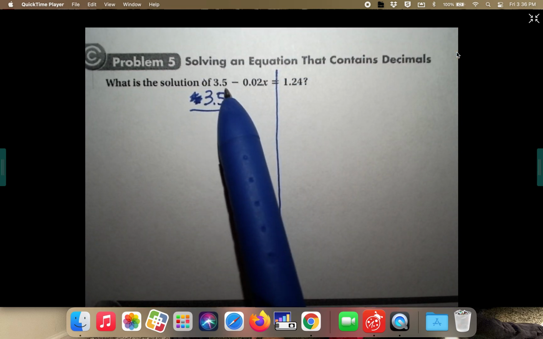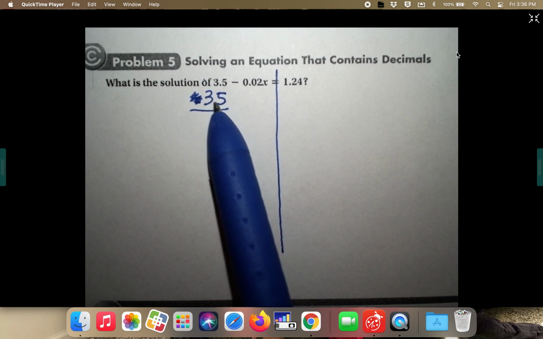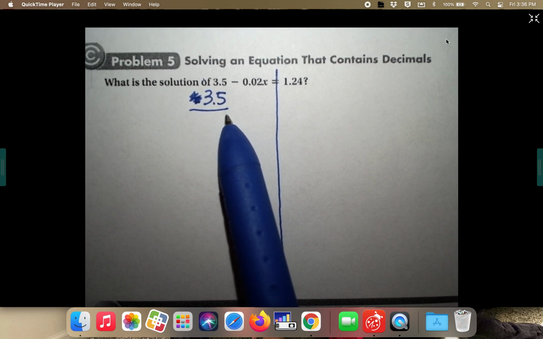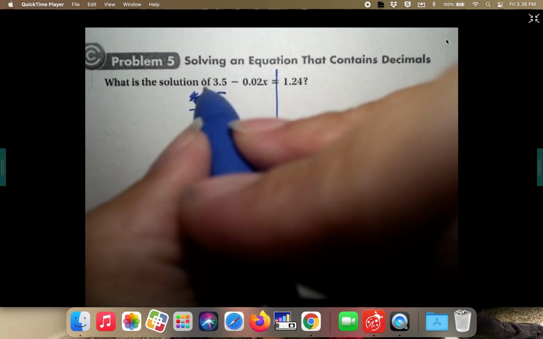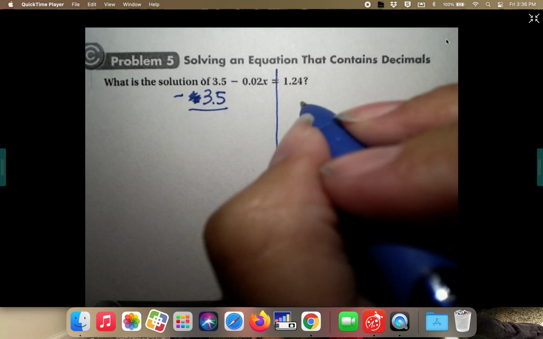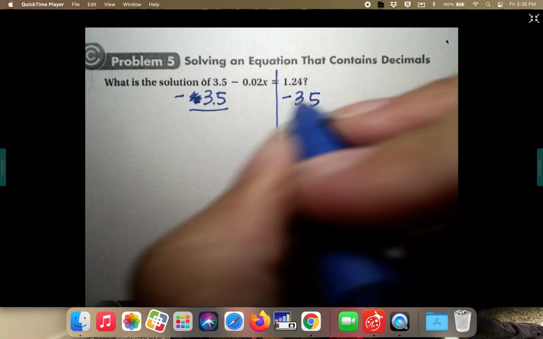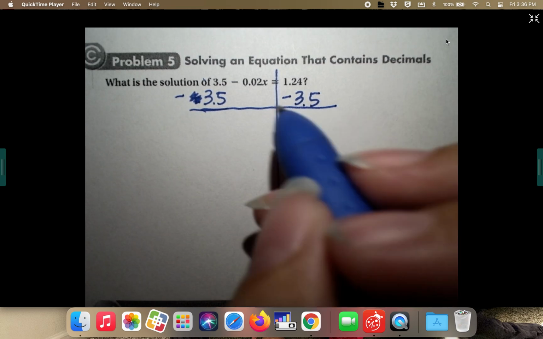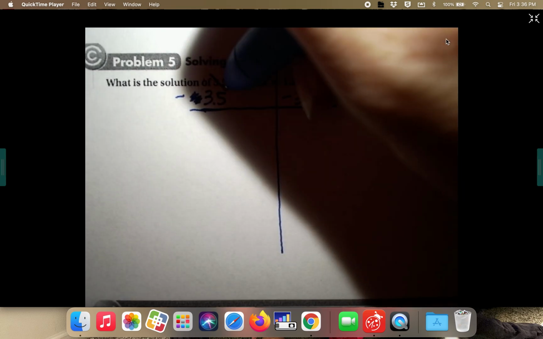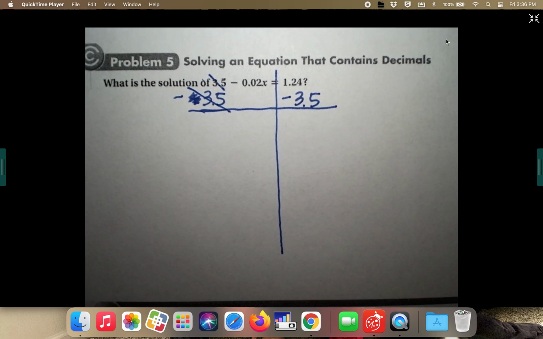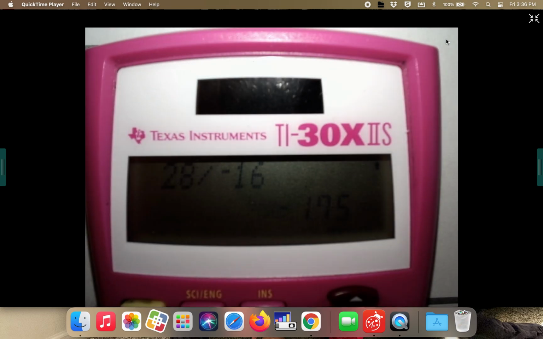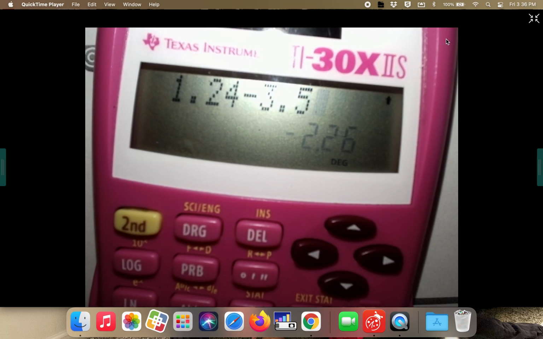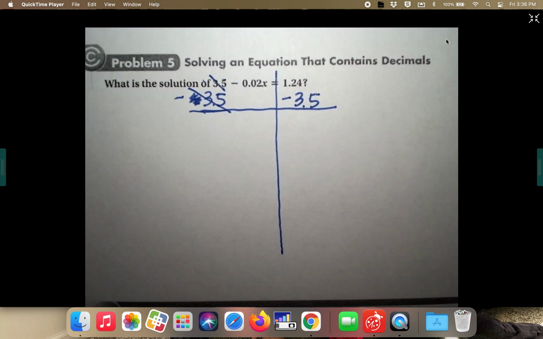We need to get rid of 3.5 by canceling it out, which means it goes to 0. And the only way to cancel out a positive number is by subtracting it. So we're going to subtract 3.5 on both sides. And now 3.5 minus 3.5 will cancel out, because that means it will be 0. All right, on the right, 1.24 minus 3.5 is negative 2.26.